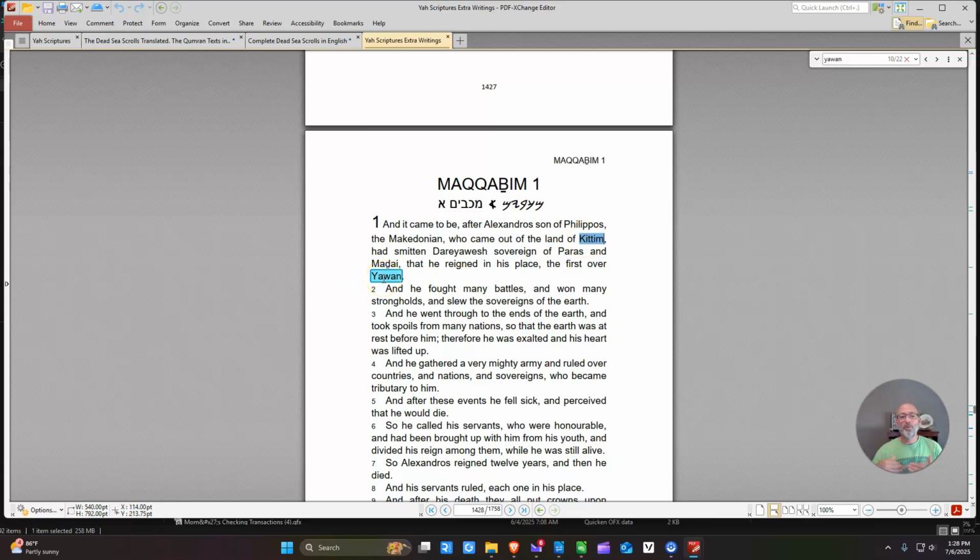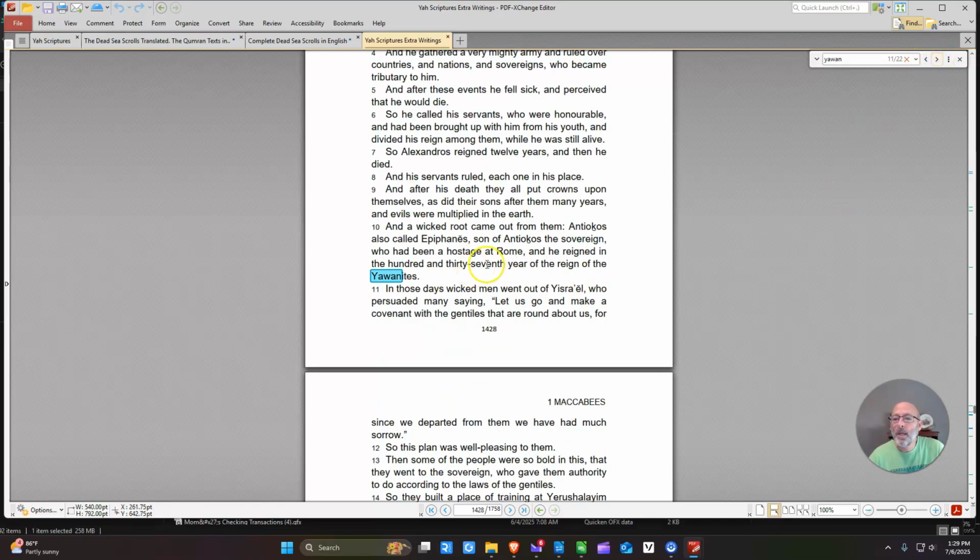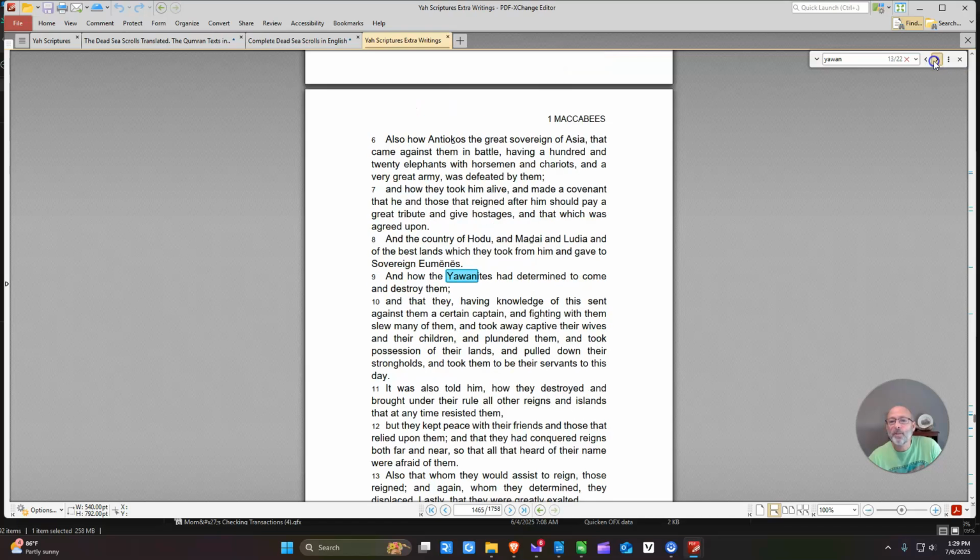So we had the coastal lands and the islands being given to Yahuan, and one of Yahuan's sons was Kittim, and we're identifying a land of the Kittim here. Let's see what else we get. Okay, and reigned 137 years of the reign of the Yawanites. So we understand Yawanites. If you were to read from the Hallelujah scriptures or the Yah scriptures, you would see Yawan and Yawanites a lot because it's Greeks. It's Greece, it's Greeks, it's the Greek language, it's Yawanites.